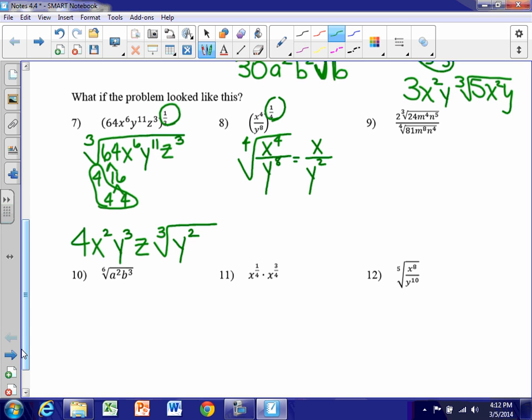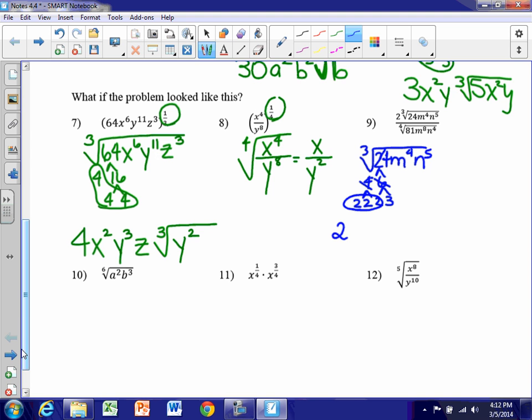All right, number 9 is completely different because it has a cube root on the top and a 4th root on the bottom. So we actually have to work them separately. Okay, so let's just start with the cube root. That means we're looking for 3 of a kind. Well, 24 is 4 and 6, and 4 is a pair of 2's, and 6 is another 2 and a 3. So we do have 3 of a kind. So we get to take out a 2.